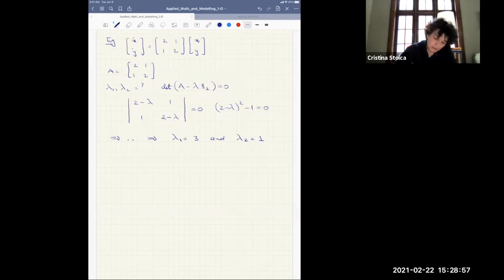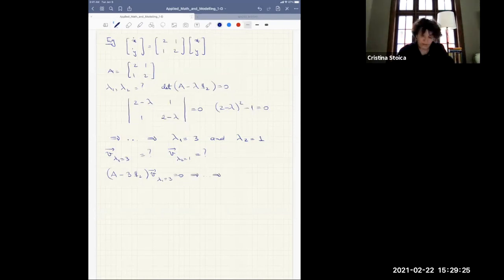And then we have to do v lambda 1 is 3, right? So v3, and v lambda 2 is 1. However you want to call them, usually we just have to do A minus 3 I2 times v lambda 1 is 3 equals 0, and then you solve for v, and you end up with a vector for each one, right?